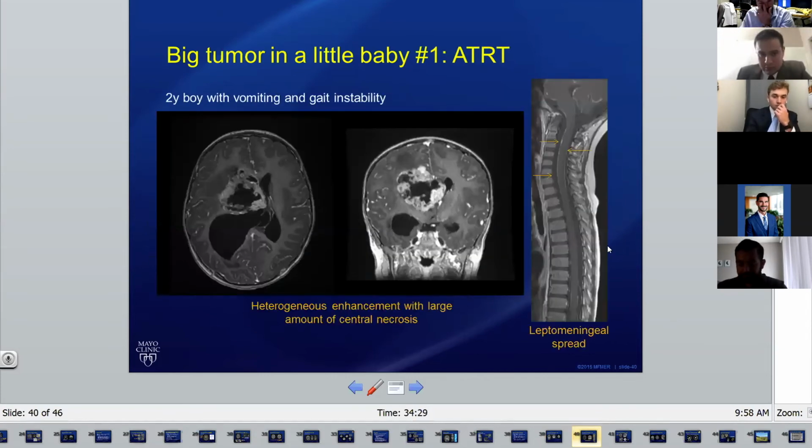So here's another example of an ATRT, a little bit more characteristic. This was a 2-year-old boy who presented with acute vomiting and had been having gait instability for a few weeks. You can see a heterogeneously enhancing mass with a large area of central necrosis, indicating that this is a very rapidly growing tumor. Whenever he presented, he got full neuraxis imaging, and this demonstrates leptomeningeal spread.